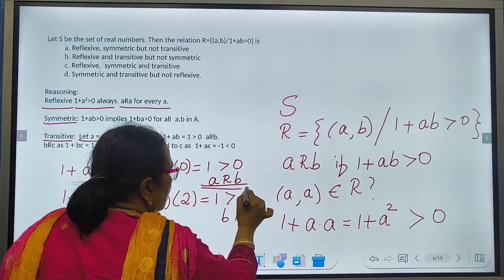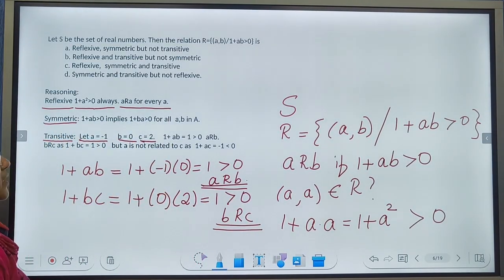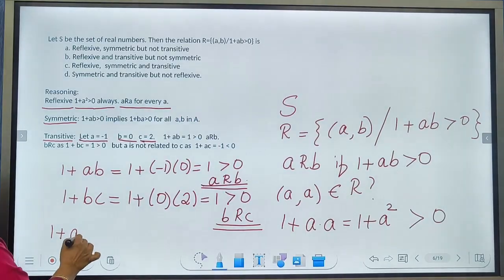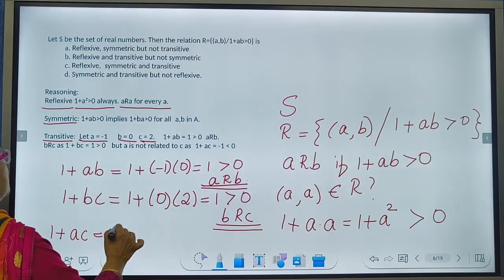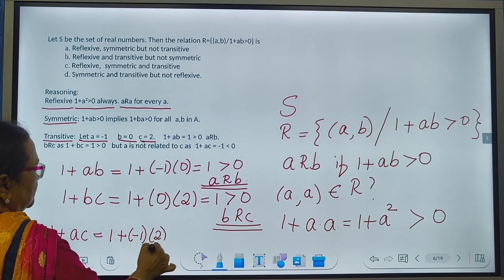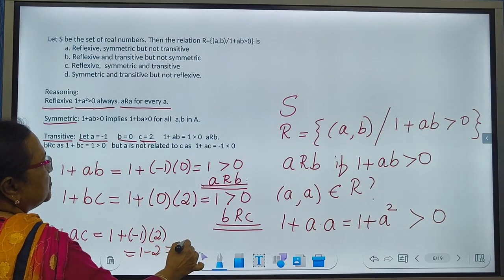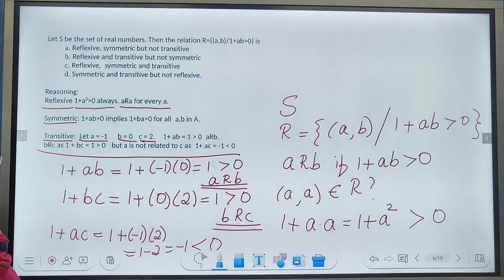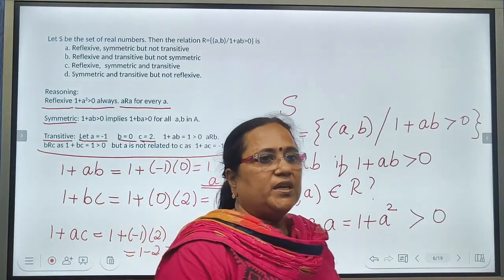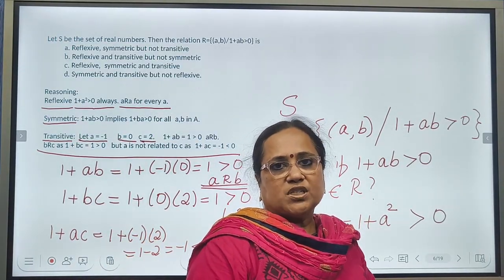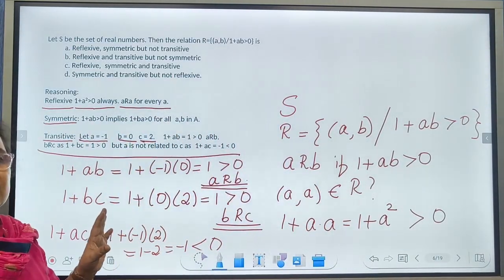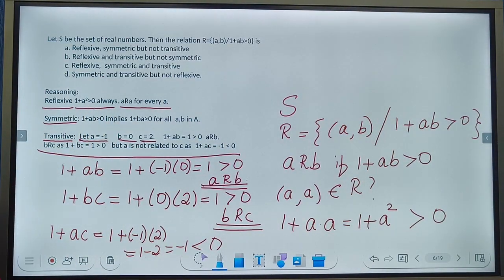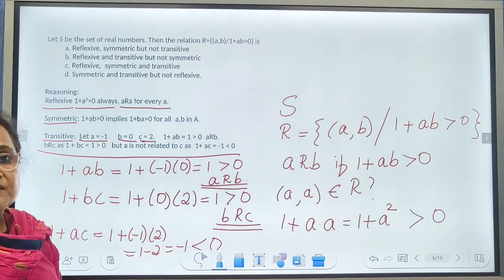So A is related to B, B is related to C, but what about whether A is related to C? You have to check 1 plus AC, which is 1 plus -1 into 2. 1 minus 2, which is -1, which is less than 0. So A is related to B, and B is related to C, but A is not related to C. Therefore, it is not an equivalence relation. Why? It is true for reflexivity, it is true for symmetric, but it is not true for transitivity.